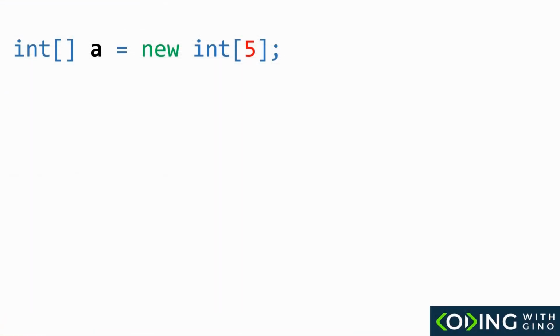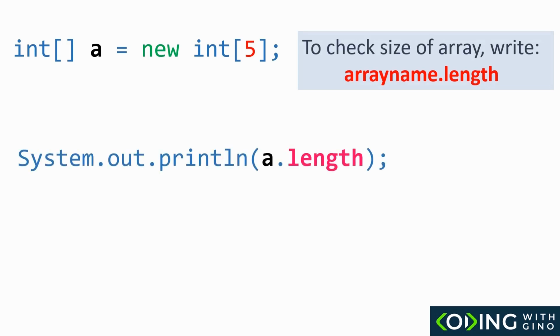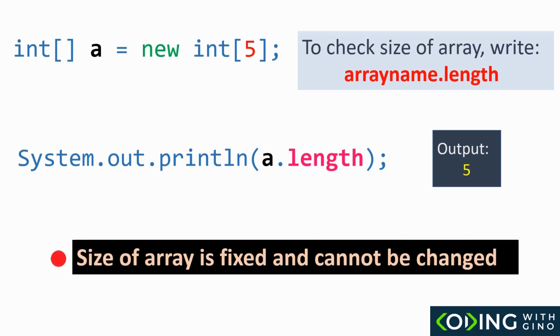In Java, every array has a property called length. It can be used to check the size of the array like this. Remember this for the exam. When we write this SOPLN statement, the output produced is hence 5, okay? Also note that the size of an array, once specified at the time of creation, cannot be modified. The size of an array is fixed and cannot be changed.